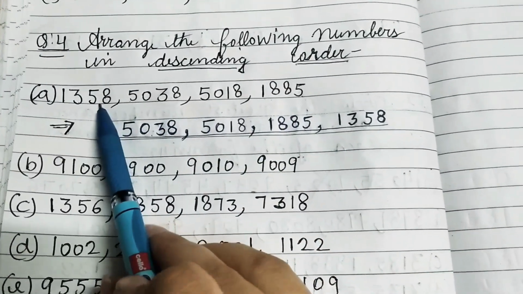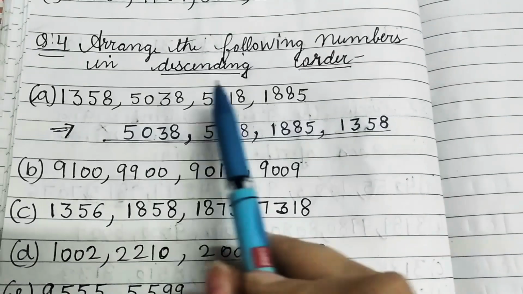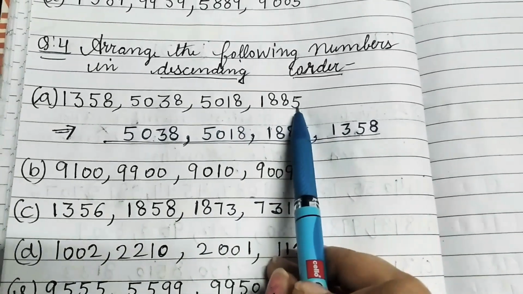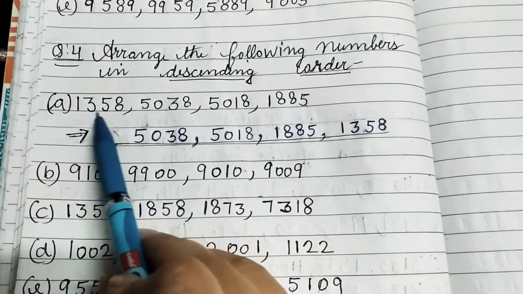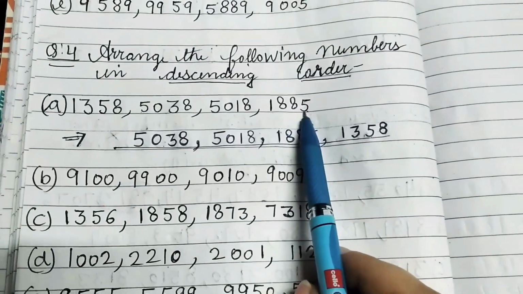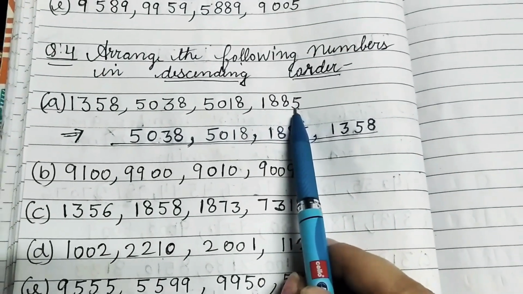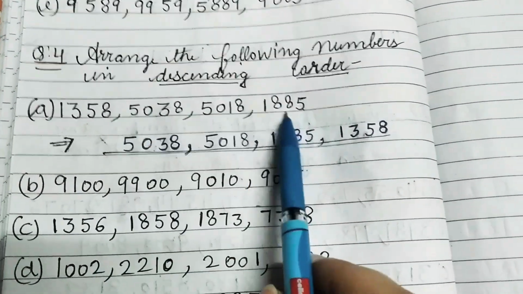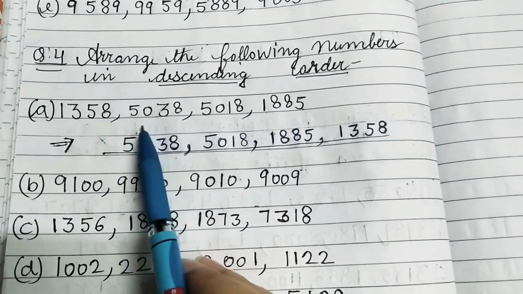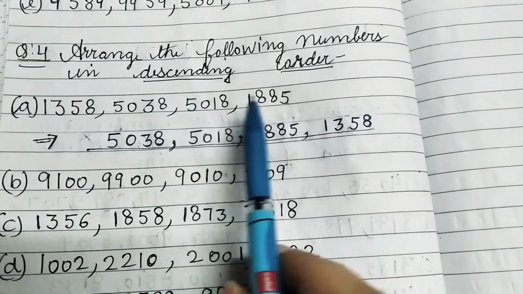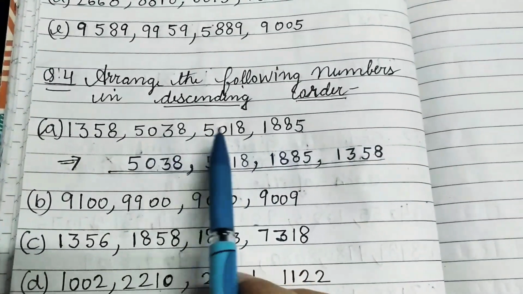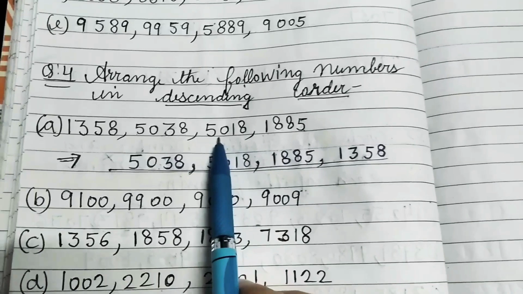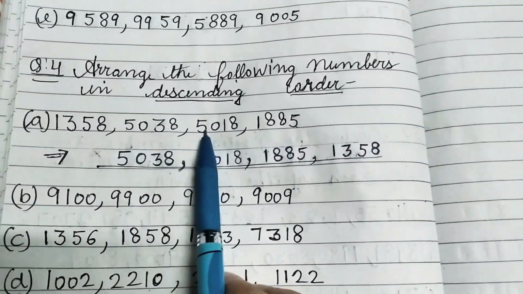This is a 4-digit number. Again this is a 4-digit number. A 4-digit number. Again this is also a 4-digit number. That means the number of digits is the same. The second rule is that you have to check the first digit from the extreme left in each number. Here it is 1, here it is 5, here it is 5, here it is 1. Which is the largest one? It is 5. The first digit is the same, it is matched.